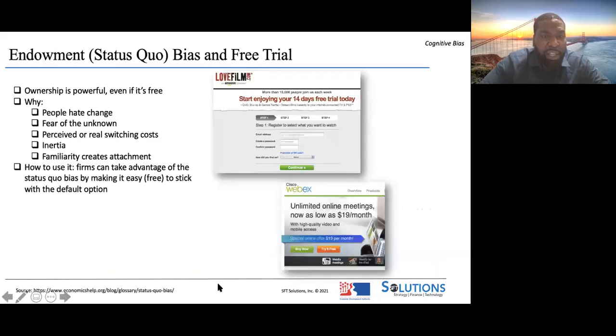So here's how you can use it when pricing some of your goods. There's what's called the endowment bias. Ownership is powerful, no matter how small, even if it's free, right? So we tend not to like to lose things, right? People hate change. We hate the unknown. It takes some sort of effort to change from one good to another.